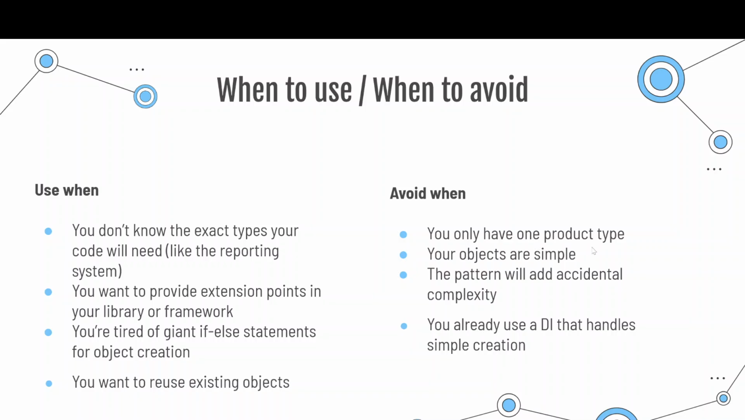So you avoid it when, so it's not always suited for every situation. When you only have one product type, if we're only going to be creating one report type, we don't need a factory. If your objects are simple, if the pattern will add accidental complexity, or you already have a DI that handles simple object creation. So if your use case is very simple, you know the exact types that your code would create at runtime, you don't need a factory method for that. So you should avoid it at that time.